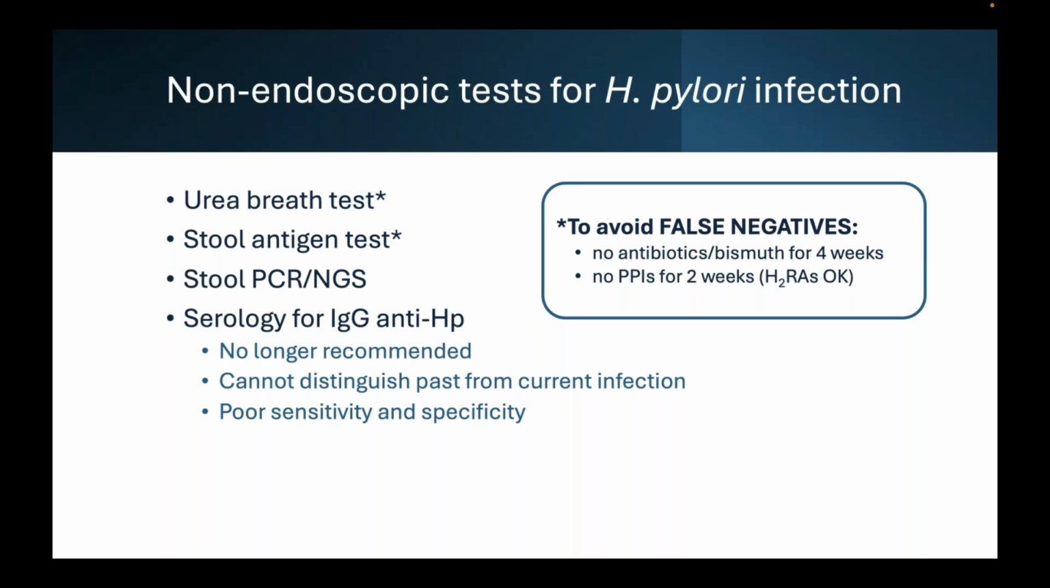Finally, serology. So serology used to be the way that we diagnose H. pylori infection, looking for an IgG against H. pylori, but it's no longer recommended for many years now because it has a poor sensitivity and specificity. And very importantly, it cannot distinguish past from current infection. So even in patients who have had H. pylori successfully eradicated, may have positive antibodies for months or even years after successful eradication, because the antibodies stick around for way, way longer than the organism does. Next slide.